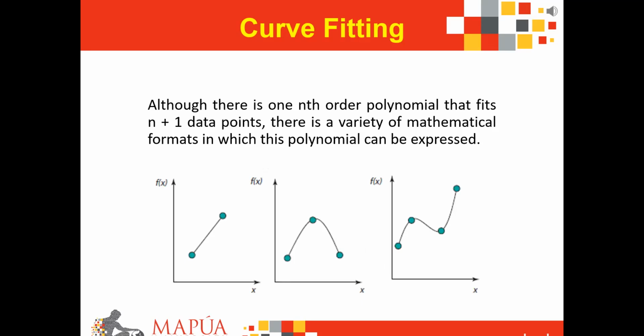If there are two data points, then that would mean a linear interpolation. If there are three data points, then that would mean a quadratic interpolation. If you have four data points, then that would mean a cubic interpolation.